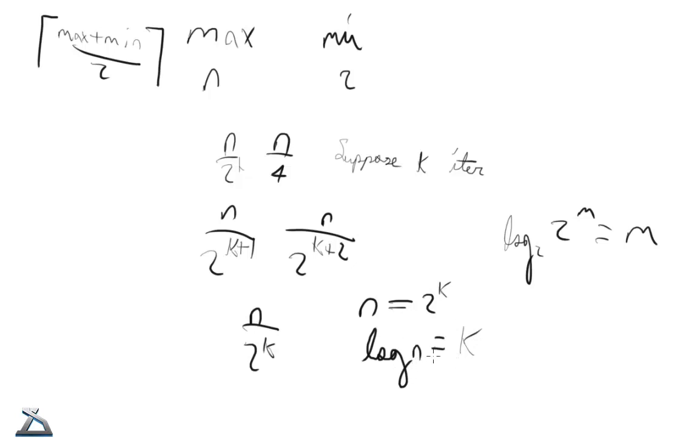So k iterations gives us log of n. And that's the dominant complexity because everything else is constant time. So it's pretty evident that this is a logarithmic algorithm for determining whether a point is in a polygon.